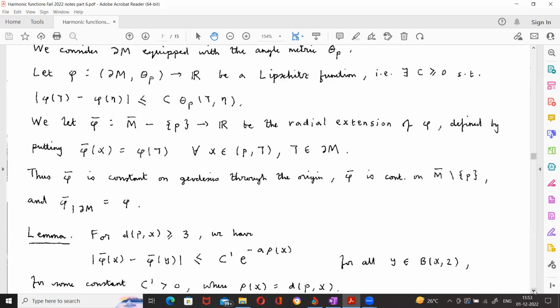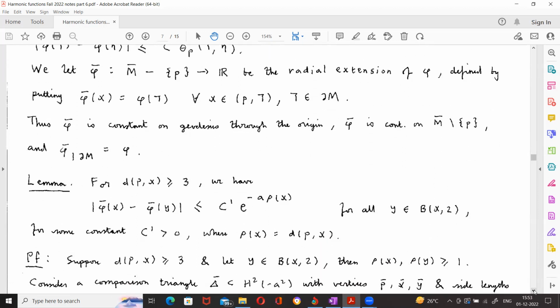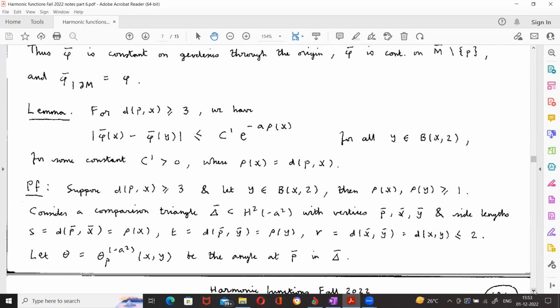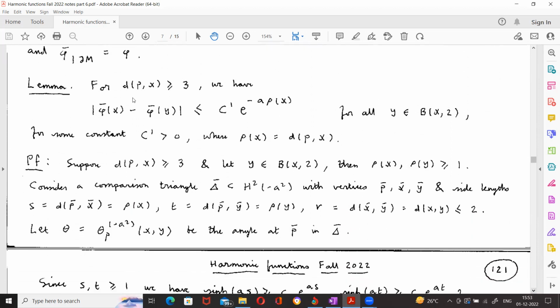All right. So now we need the following lemma: if x is a point at distance at least 3 from the origin P, then |phi bar(x) minus phi bar(y)| is less than or equal to some constant C prime times e to the minus a rho(x), for all y in the ball of radius 2 around x. So this rho(x) is the distance from x to P.